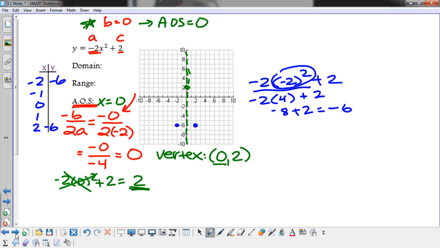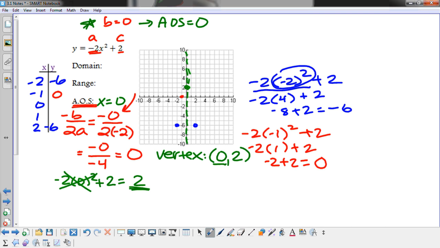All right, let's plug in negative 1. And again, you can use a calculator to help you do these as we move forward. It just makes it a little bit faster. So square the negative 1, that'd be 1. Negative 2 times 1 is negative 2. And negative 2 plus 2 is 0. So our point at negative 1 would be 0. So what companion point will you get on the right side of the graph?